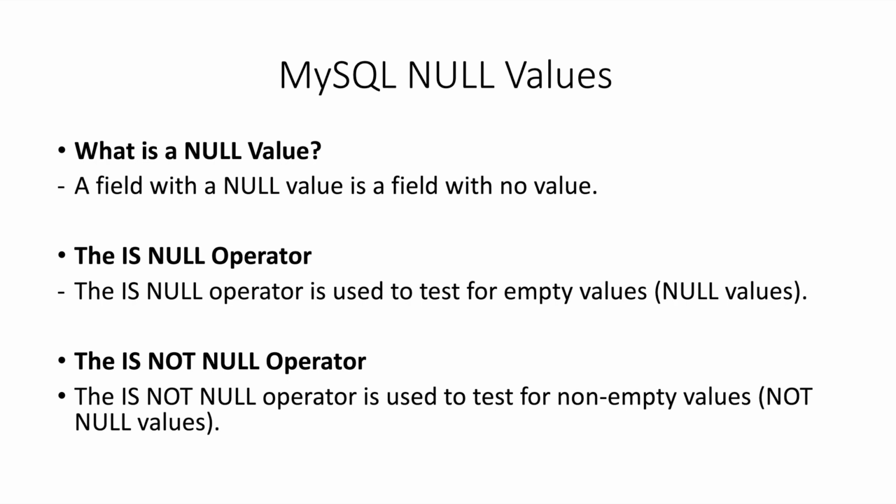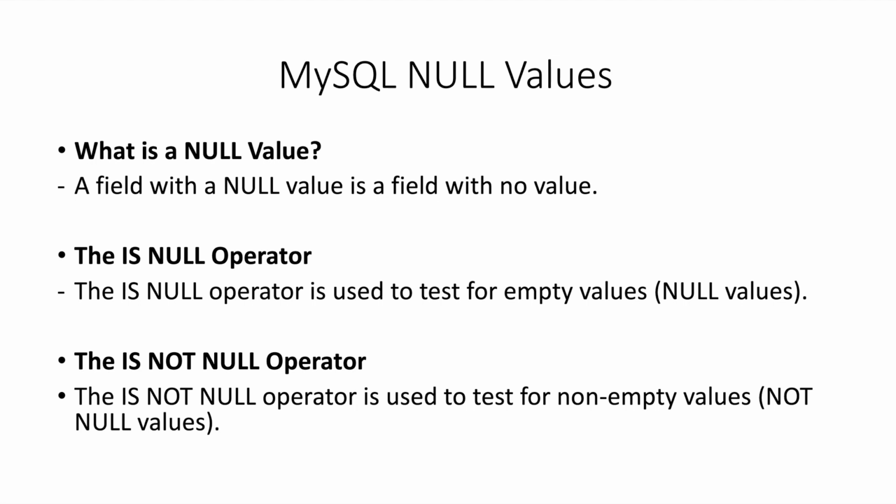So today's topic is MySQL null values. Let's get started. A field with null value means there is no value. Let's take a real-time example. Let's say you have a table called employees with employee ID, employee name, city, country.